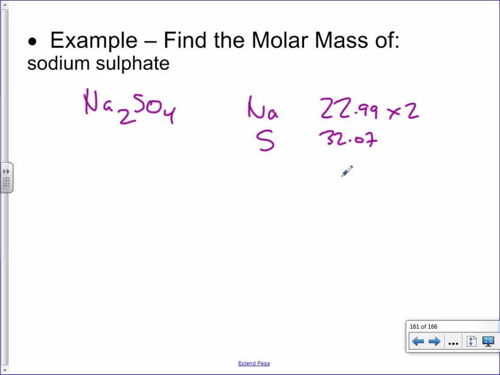This particular massive conglomeration of donuts shoved together. Okay, the analogy works sometimes. It doesn't always work. But you need 1 of them. And then you also need some oxygen donuts. How heavy is the average oxygen donut? 16.00, yeah, right on the dot. But how many do you need? 4. Okay. So we now need to add all of this up. We need to take 22.99 and times by 2. We need to take 32.07 and times by 1. We need to take 16 and times by 4.